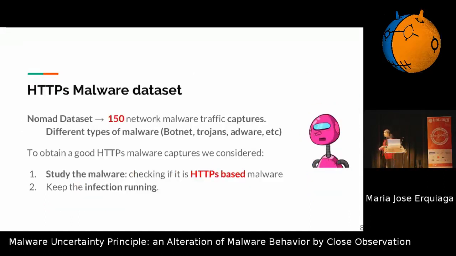So we generated a dataset that now contains more than 150 malware captures. They are all available online, so if you want to access them, you can. It contains different types of malware, meaning botnets, trojans, hardware, any kind. In order to obtain a good quality malware dataset, we first studied the malware, meaning we had to check if the malware was using HTTPS. Then we kept the infection running most of the time we could, for weeks or even months when it was possible.